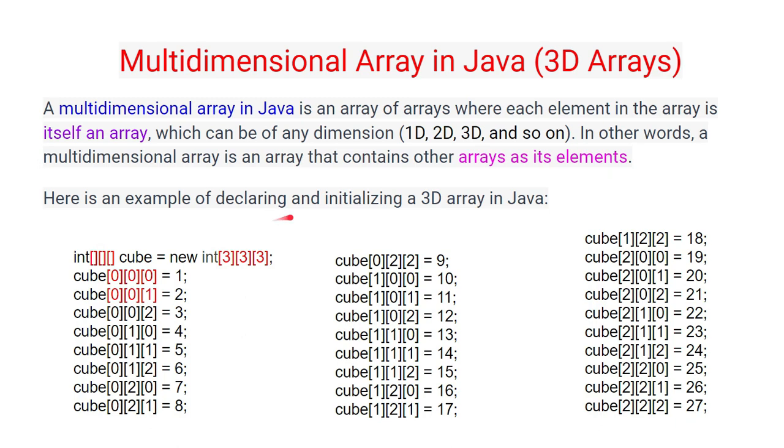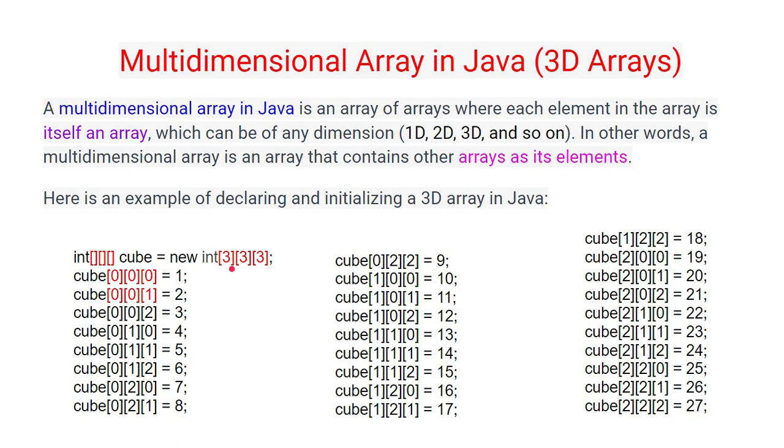Here is an example of declaring and initializing a 2D array in Java, and a 3D array in Java. So this is the 3D array. If you want to write a 3D, 4D, 5D array, you can write it, no issue. Whenever you write a 3D array, it is int, square bracket, square bracket, square bracket, and this is the reference variable q. Now you can write new int, and we have given x, y, z. So this is 3 by 3 by 3.